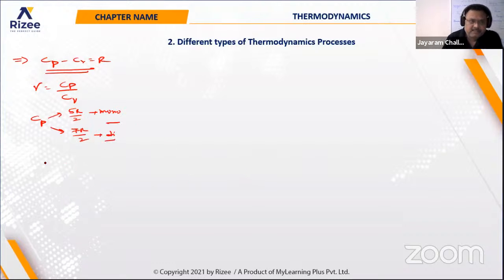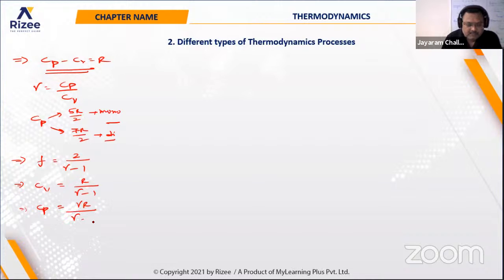From this, you can also write the relation between the degrees of freedom and the gamma value: f is equal to 2 by gamma minus 1. From this, you can use the relations Cv is equal to R by gamma minus 1, and Cp is equal to gamma R by gamma minus 1. These are very, very important relations in this particular situation, please.